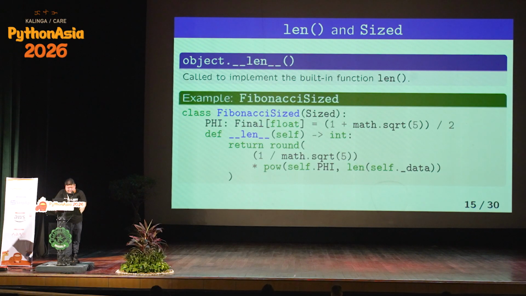Next, the len function and the size classes. The dunder len method is called for the built-in len function. So Fibonacci size inherits from size. Instead of returning the real length, it calculates a Fibonacci number. So if your data has 50 items, len returns the 50th Fibonacci number, that is 20 billion.